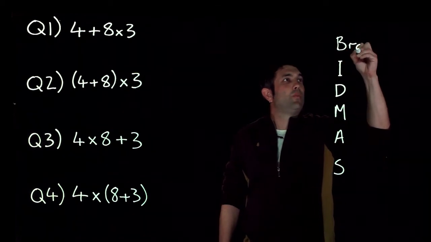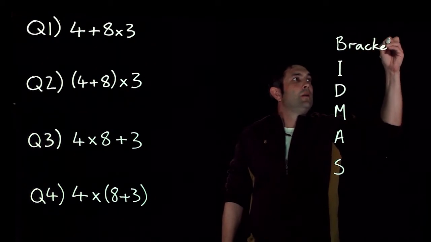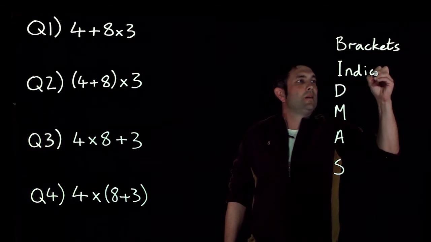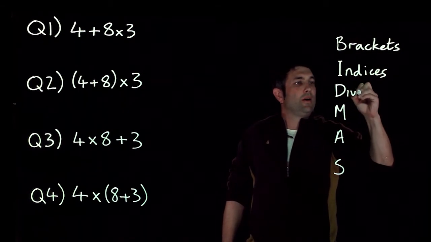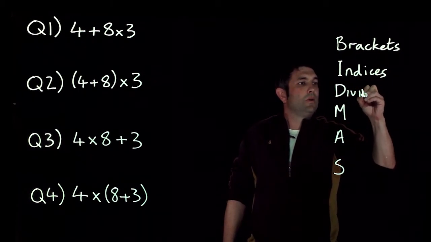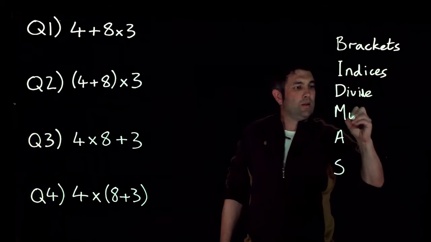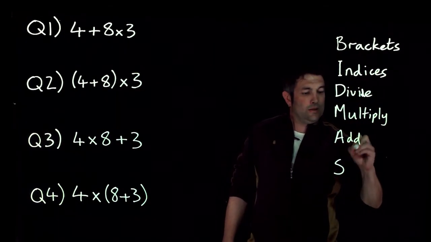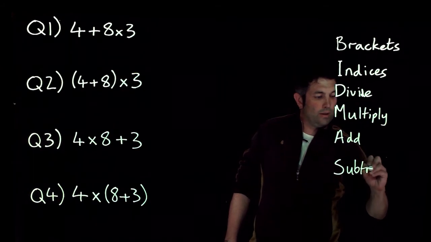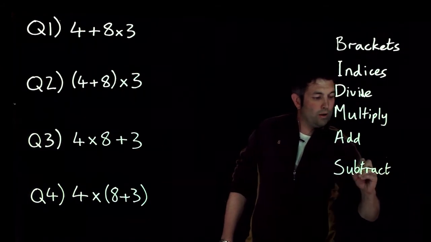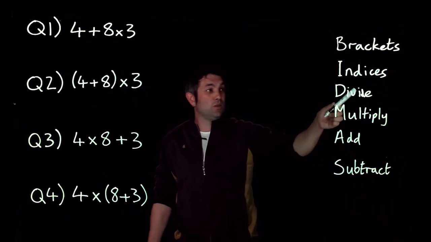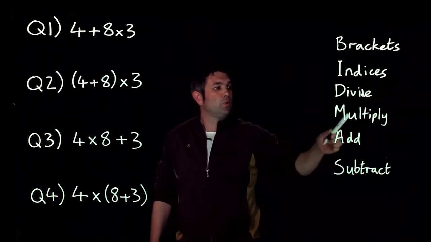The B stands for brackets. The I stands for indices, or powers, you may know them as. Divide, multiply, add, and subtract. Okay, so this is the order we're going to do everything in. So we do any brackets first, then we do the indices or powers, then we divide, then we multiply, add, and subtract.